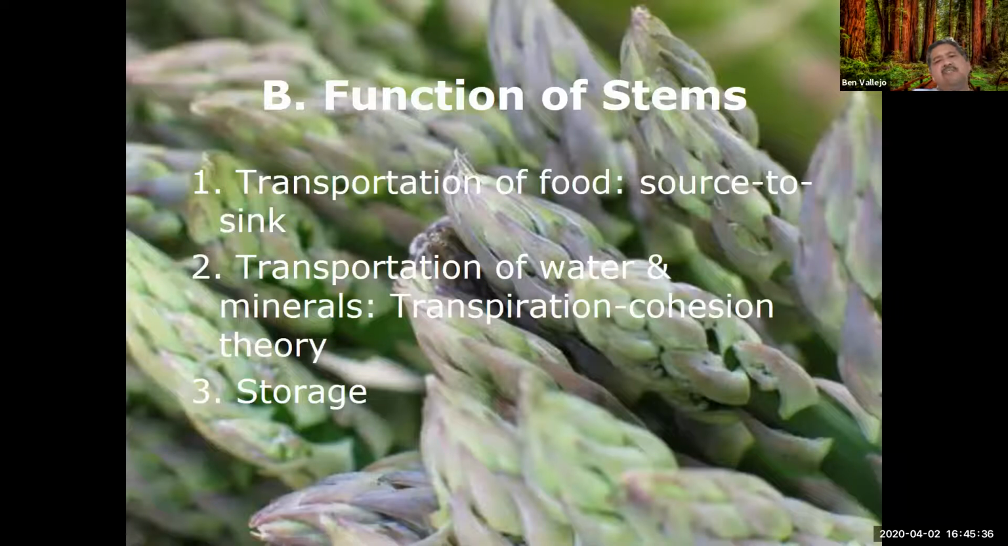What do stems do? Stems obviously hold the plant up, but stems are also how the food gets from the leaves down to the rest of the plant. We call that from the source, the leaves, to the sink, where it might be stored, whether that's in the stem or in the roots. And then the transportation of water and minerals, the water goes up through a plant.